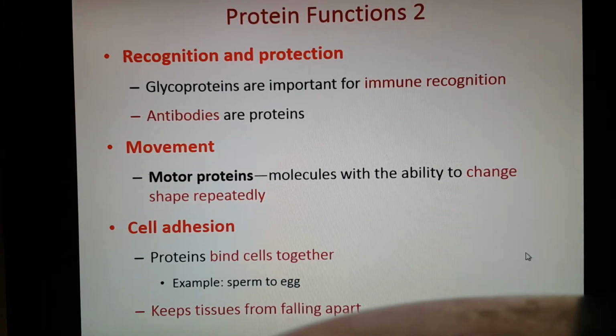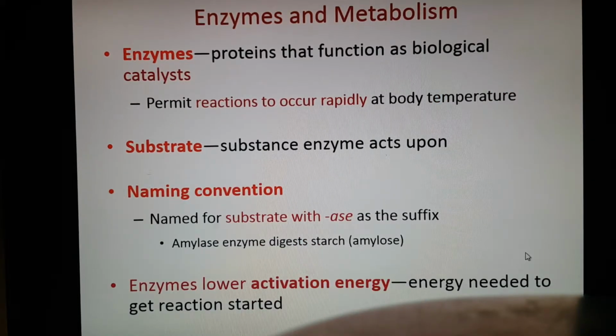They're also used in moving stuff across the cells, using the cell's cytoskeleton to change shape and move things throughout the inside of the cell. They also can help bind cells together. We'll show that next chapter, showing how the proteins can help keep your cells together so you can form tissues.